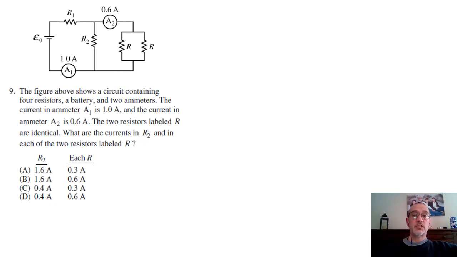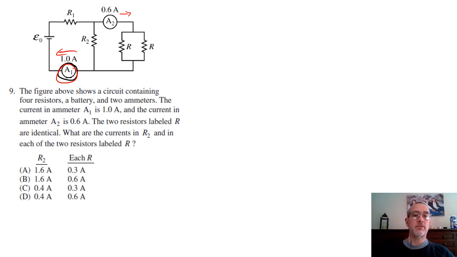All right, this next question actually is just a circuits question. It doesn't involve some of the electric field stuff that we've been doing, but let's answer it anyway. Here it tells us the current in ammeter A1 is 10 amps. So, sorry, is 1 amp. So I've got 1 amp of current flowing through A1, and I've got 0.6 amps flowing through A2, and the two resistors labeled R are identical. So what are the currents in R2 and in each of the resistors labeled R?